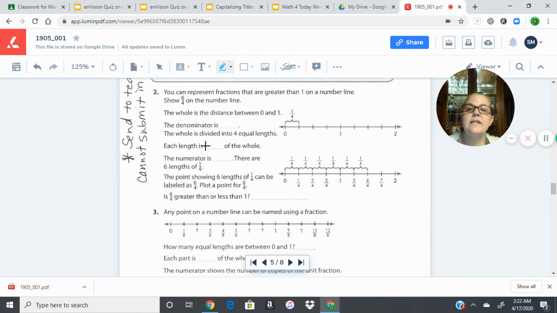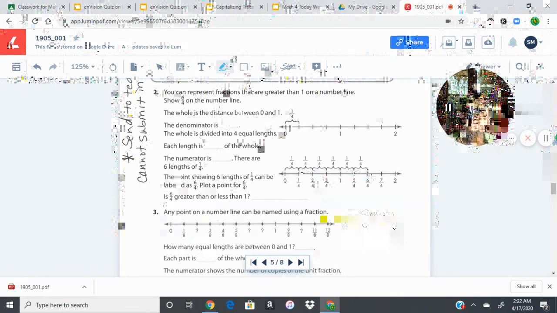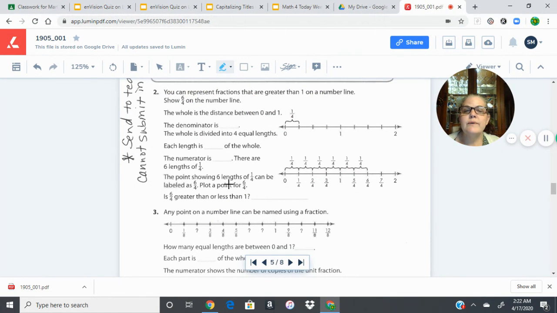Each length is how many of the whole. So what's our fraction of each part? The numerator is what? There are 6 lengths of 1/4. Okay. And then the point showing 6 lengths of 1/4 can be labeled as 6/4 because we're all the way over here. So we've already passed 1. So this would be 4/4, 5/4, 6/4.